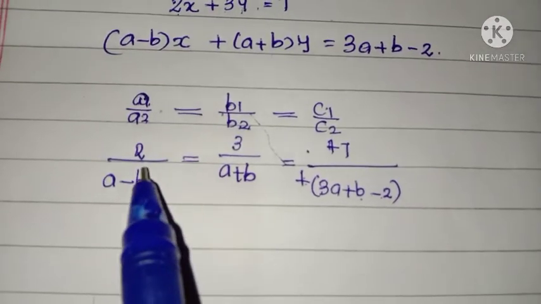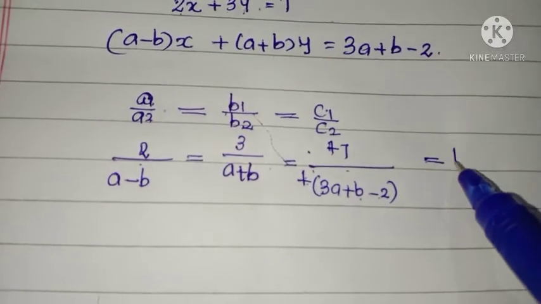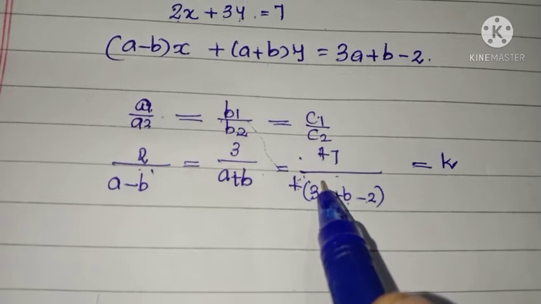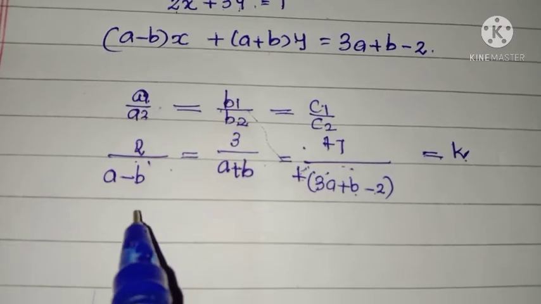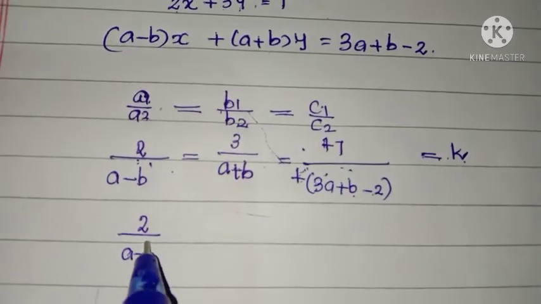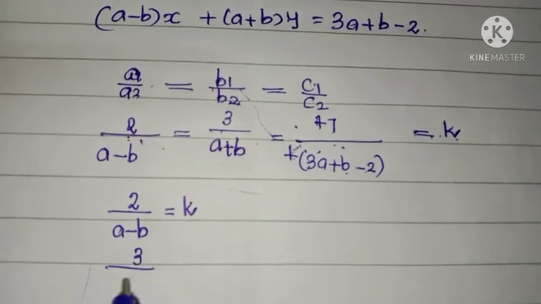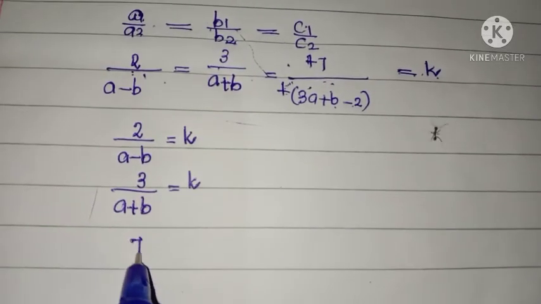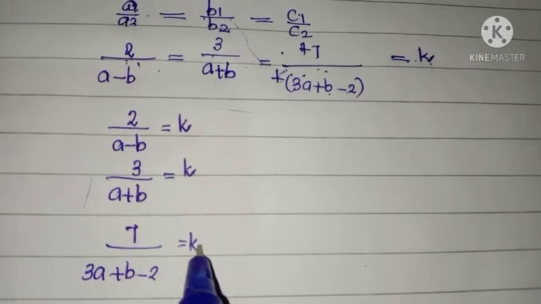Okay. Now listen, if these three ratios are equal, we can equate these three ratios to a constant k. It's very important. If three ratios are equal, then we can equate these three ratios to a constant k. Now equate the first ratio with k. That is 2 by (a - b) is equal to k. Similarly, second ratio 3 by (a + b) is equal to k. Third ratio 7 by (3a + b - 2) is equal to k.